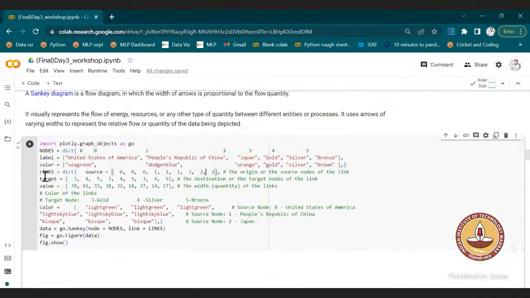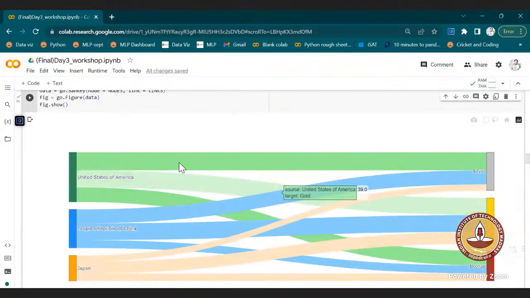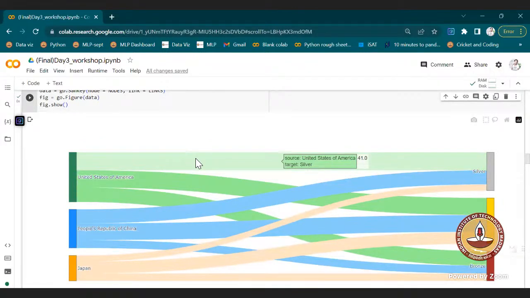In the second dictionary we have provided the link information: which source should be connected to which target. So we provided the source number, then the target node, and how much value there should be. This value will define the width of this rectangular shape.